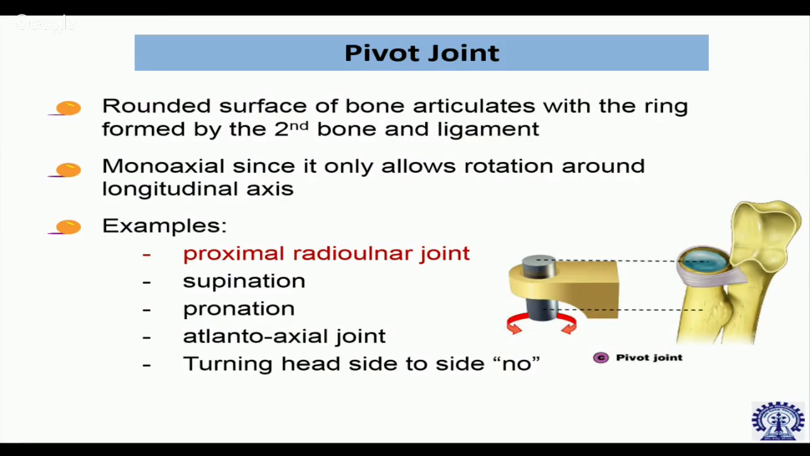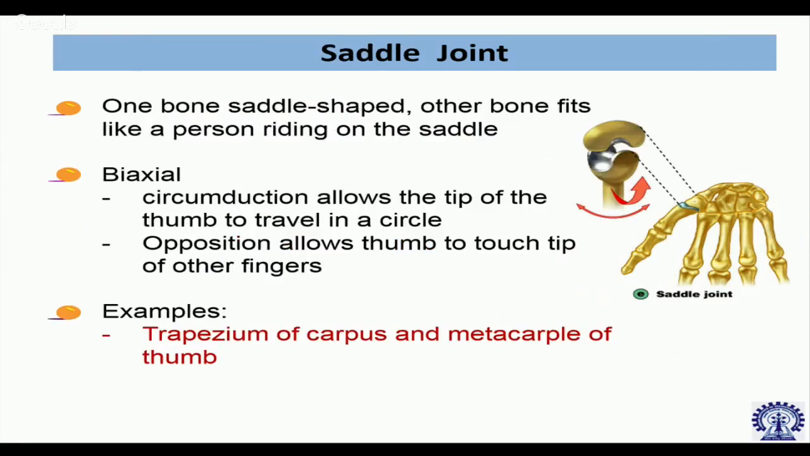Okay, so we have a rounded surface of the bone articulating with the ring formed by the second bone and the ligament. You can see this in the example of the radio-ulnar joint. And the saddle joint is again available in the wrist and fingers.